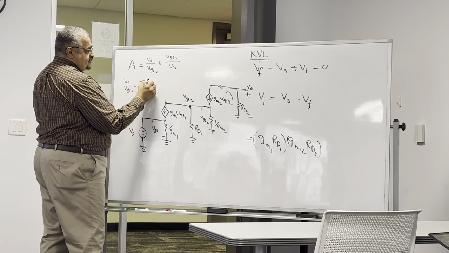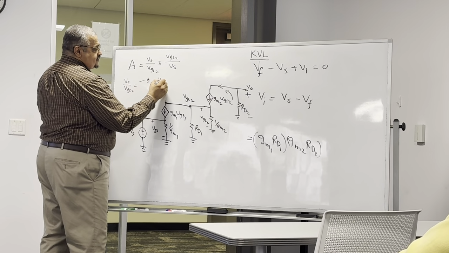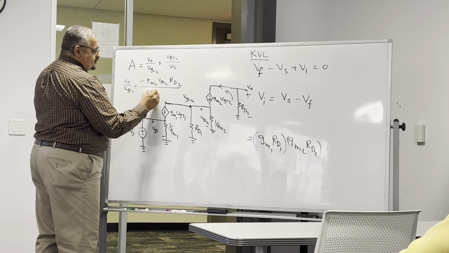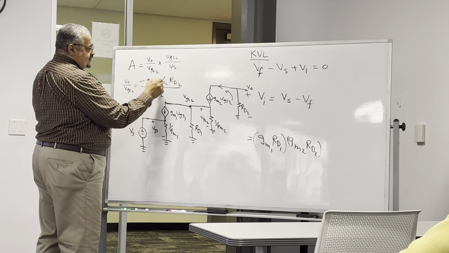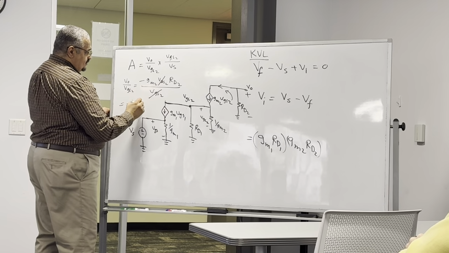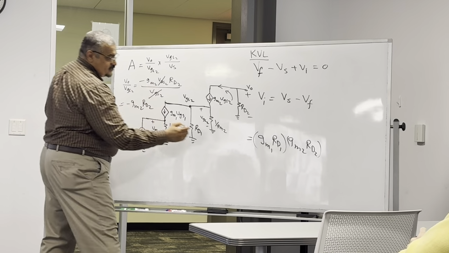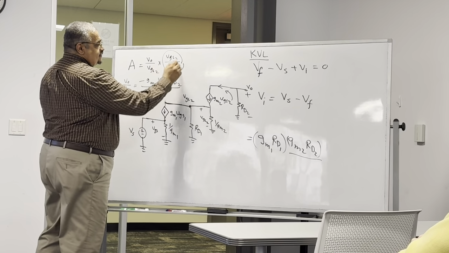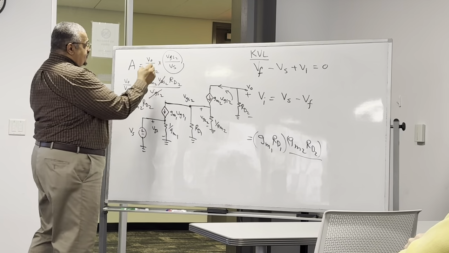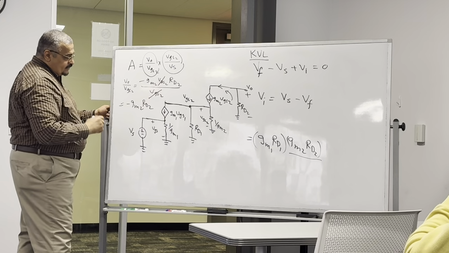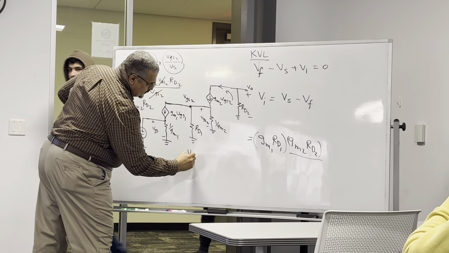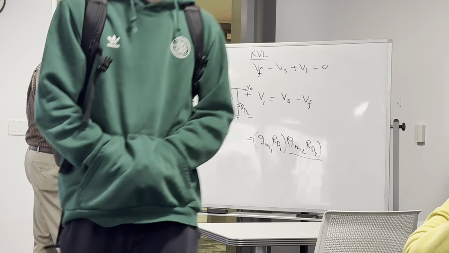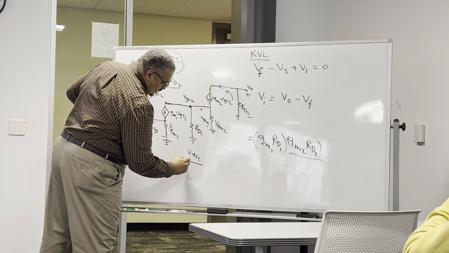The negative GM2 VGS2 times RD2 divided by VGS2. This cancels and this becomes negative GM2 RD2, which is this part. Okay, so this one is this one. Now, how about VGS2 divided by VS?